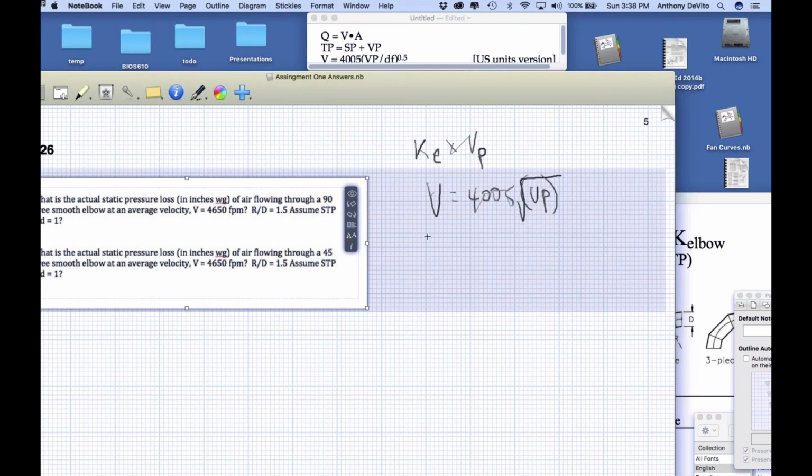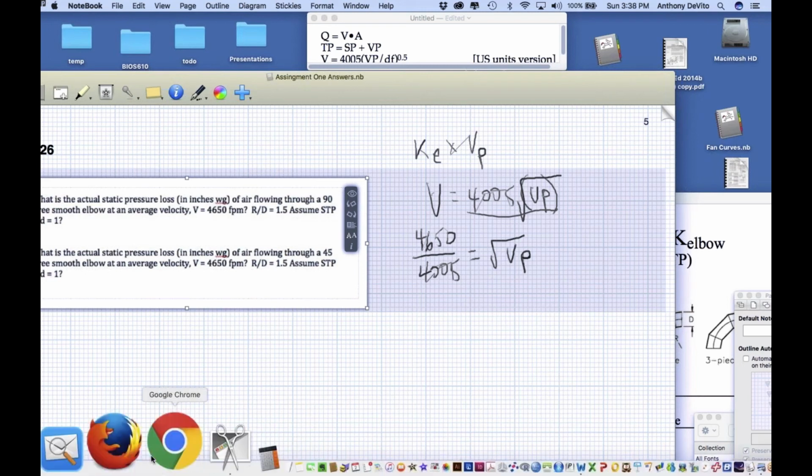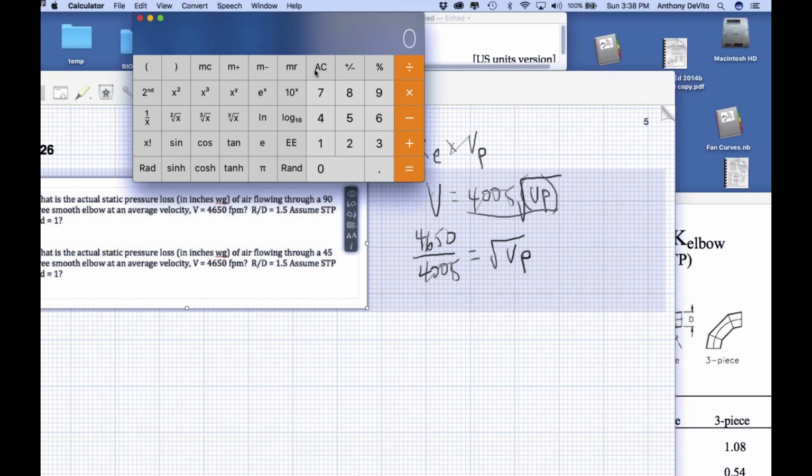Okay, so what I'm going to do is take our velocity, which we know, 4650, and move this 4005 over to the other side, and that's going to be equal to the square root of our velocity pressure. So let's see what this comes out to. Remember that 4005 takes care of all of our conversion factors for US units only. Different number for metric units. 4650 divided by 4005 is equal to 1.116.